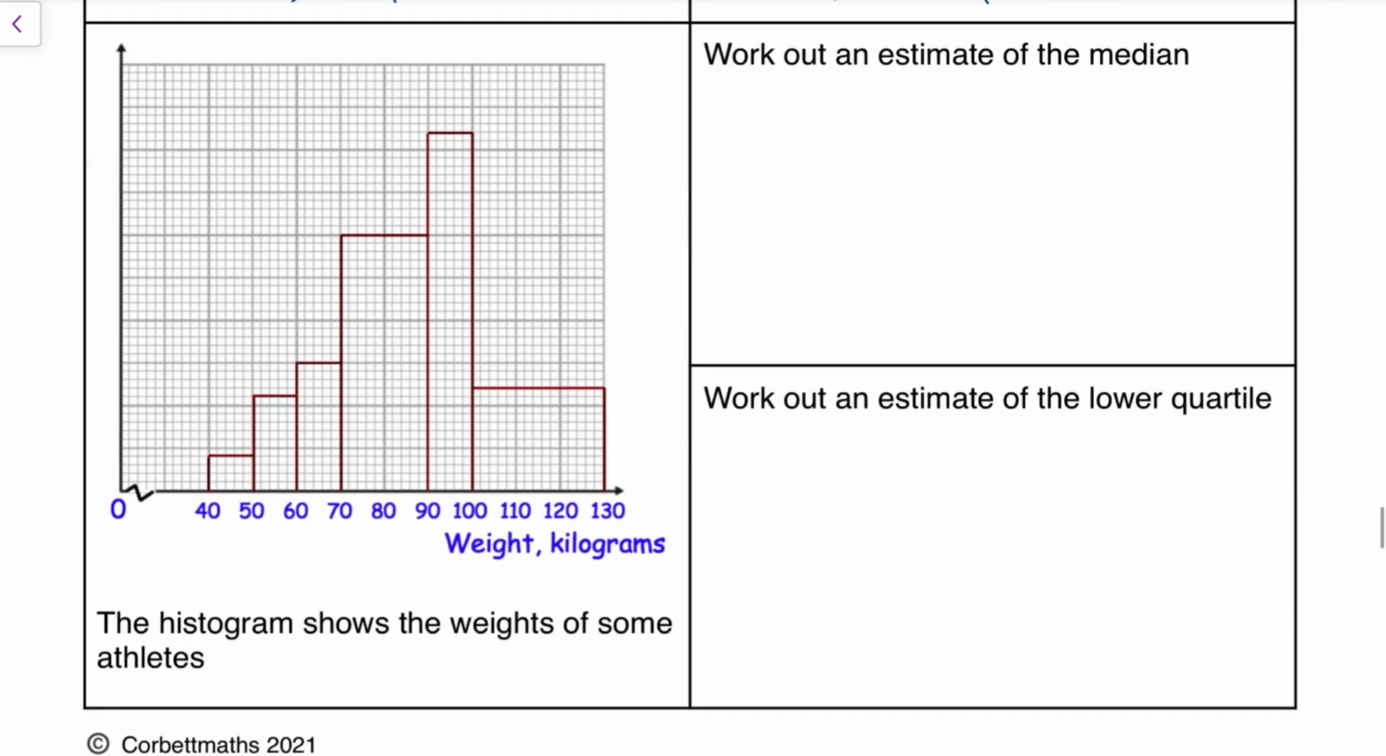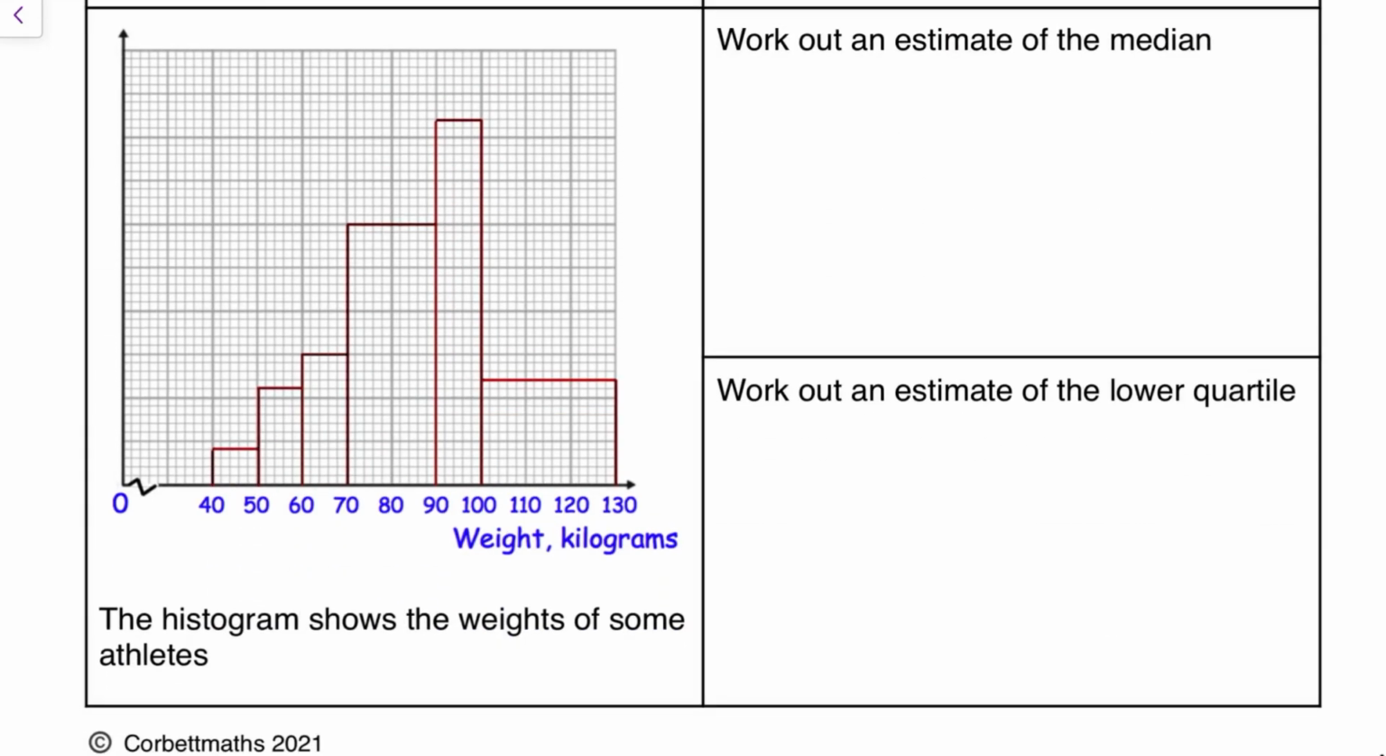Next question. Okay, right, so there's supposed to be quite a lot going on here. So it's obviously a histogram question, weights of some athletes, and what do we need to do? We work out an estimate of the median and the lower quartile. Okay, right. I was a bit confused because there was no numbers on the left-hand side, but of course that doesn't matter, does it? Because if I'm working out an estimate of the median, I just need the weight that's in the middle. All I need to know is how many people there are.